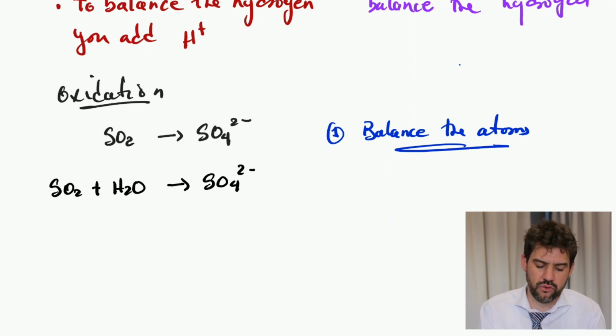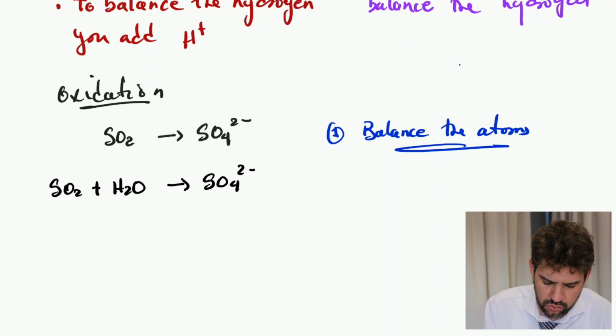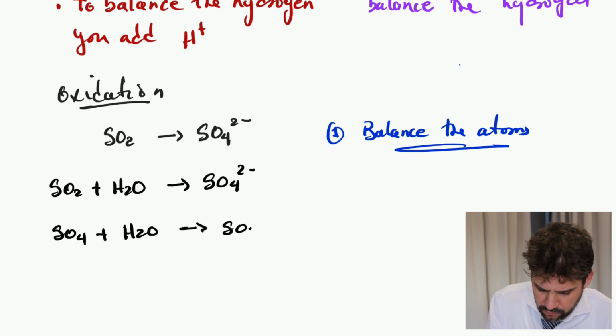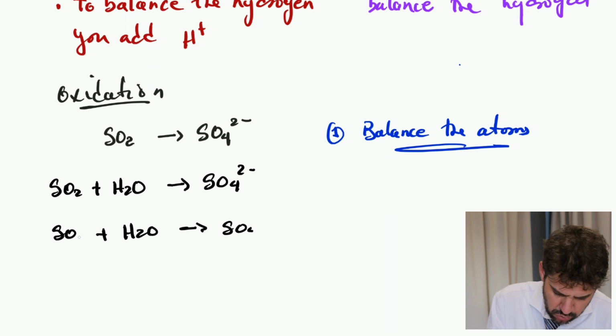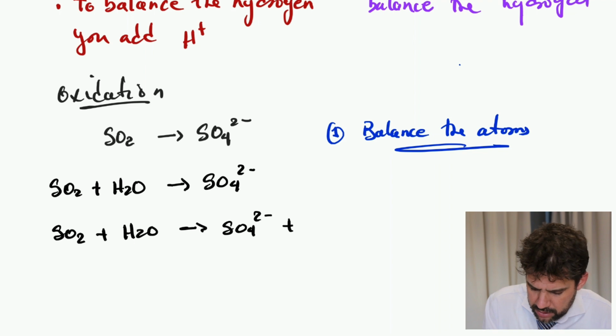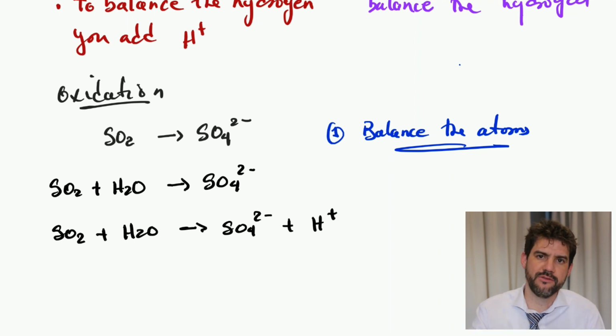And now you can see that we have hydrogen on the left-hand side, but we don't have hydrogen on the right-hand side. So we have to add hydrogen ion. This is an acidic medium. The question tells you that the medium is acidic. So we are going to have here SO2 plus H2O giving you SO4 2 minus plus H plus. We have to use the H plus to balance the hydrogen. So now we can make the number of atoms equal on both sides of the arrow.